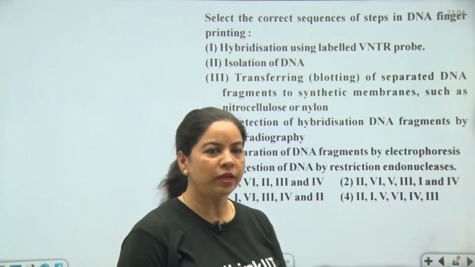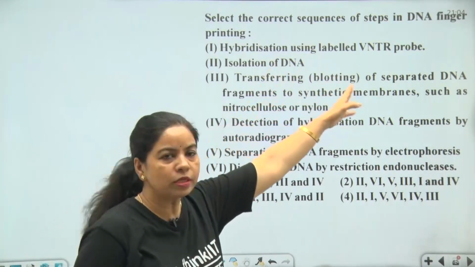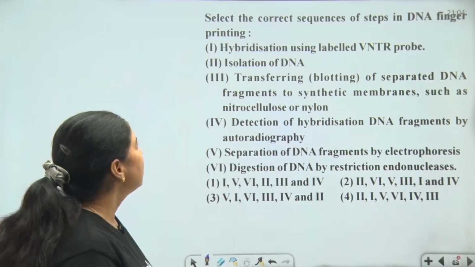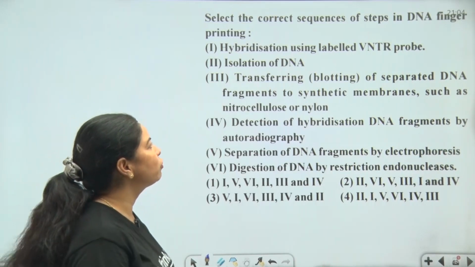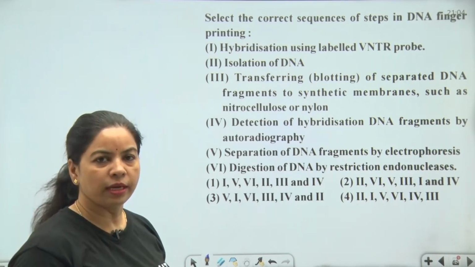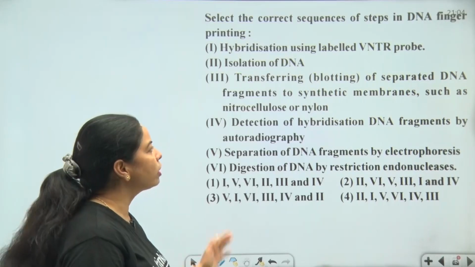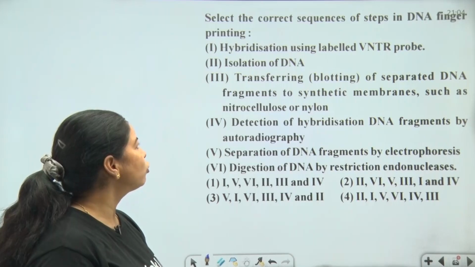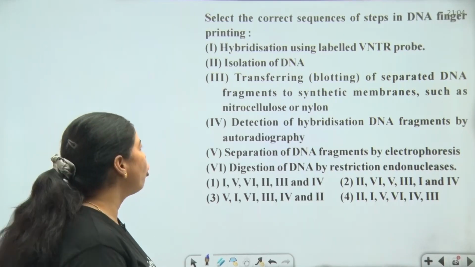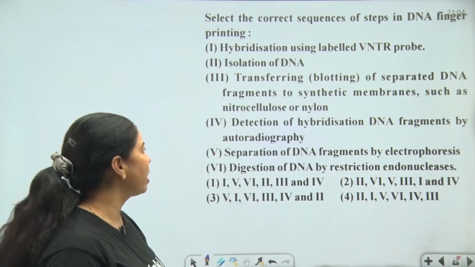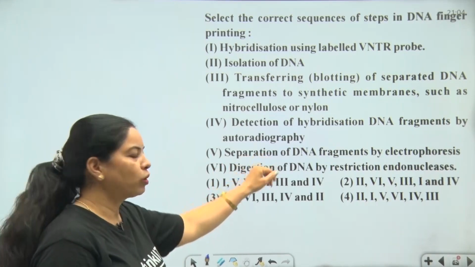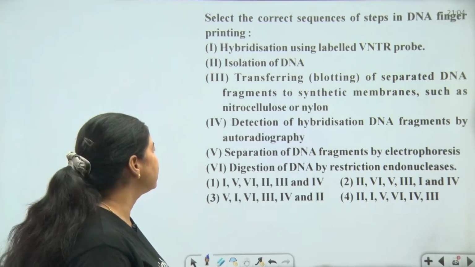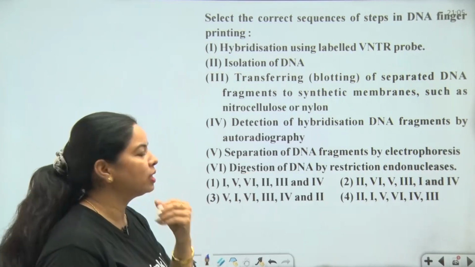Hello children, the question given here is: select the correct sequence of steps in DNA fingerprinting. The options given here are: number 1, hybridization using labeled VNTR probe. Number 2, isolation of DNA. Number 3, transferring or blotting of separated DNA fragments to synthetic membranes such as nitrocellulose or nylon. Number 4, detection of hybridized DNA fragments by autoradiography. Number 5 is separation of DNA fragments by electrophoresis, and number 6 is digestion of DNA by restriction endonucleases.